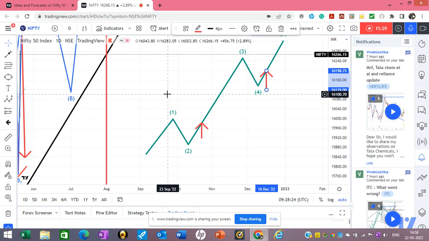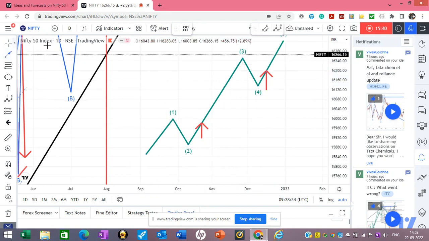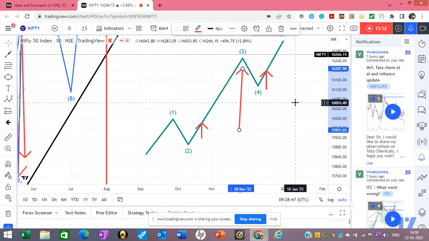Sometimes waves keep on extending, and the targets you give, they extend. So try to make this much of the move in every trade, and leave the rest. Okay. Thank you. Take care. All the best.